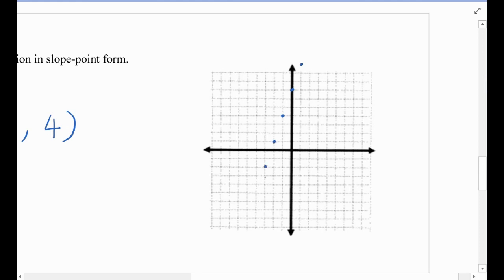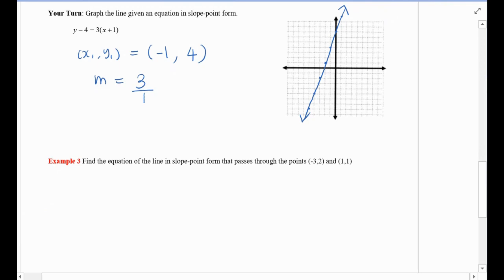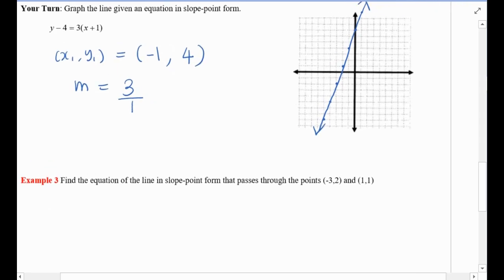So let's do the same thing in the other direction. Find all the points and join the points. And don't forget to put arrows. Okay? If you don't put arrows, I'm going to deduct marks. So don't forget to put arrows if it goes forever. Okay, that's it. This is how you draw a graph.